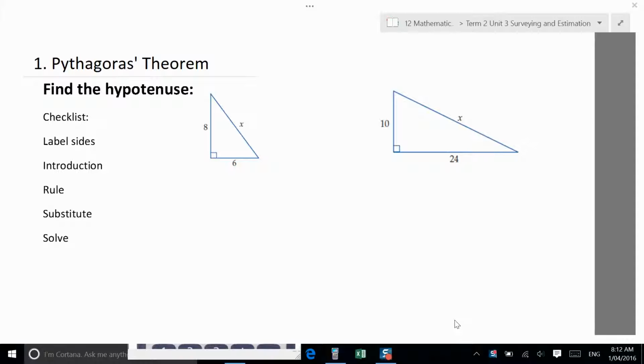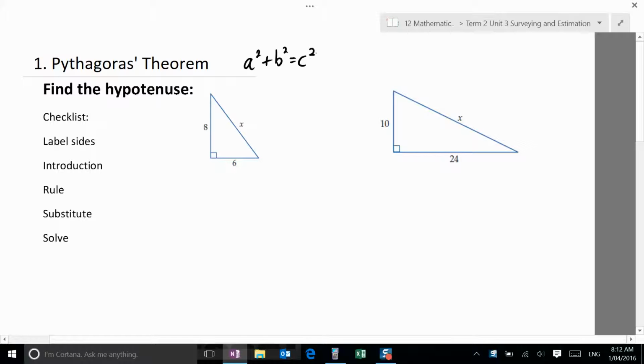Hopefully we all remember Pythagoras Theorem, which is a squared plus b squared equals c squared, where c is the hypotenuse, the longest side in the triangle. I think it's easiest just to go through a checklist for each of these problems that you do. So I'll go through this checklist.